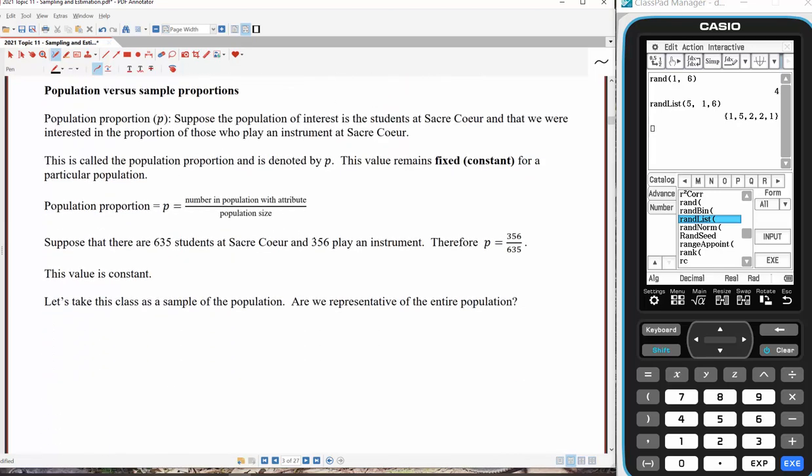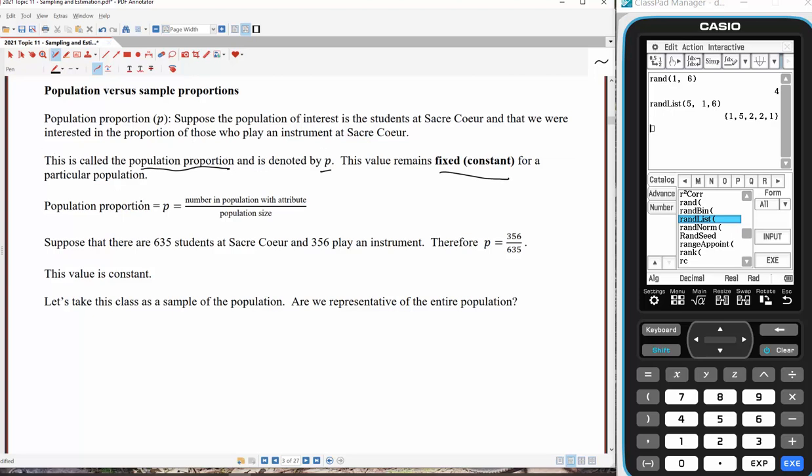Okay, so let's have a look at this: population versus sample proportions. Now we're really getting into this unit. The population proportion is denoted by a lowercase p. Suppose the population of interest is the students at Sacré-Cœur, and that we were interested in the proportion of those who play an instrument at Sacré-Cœur. This is called the population proportion and is denoted by p. Remember, what we're talking about here is all students at Sacré-Cœur. So this value remains fixed and constant for a particular population.